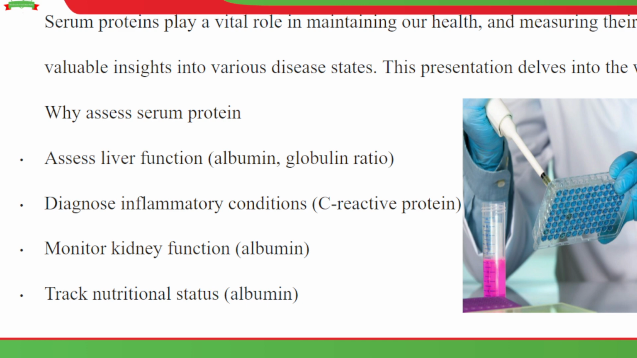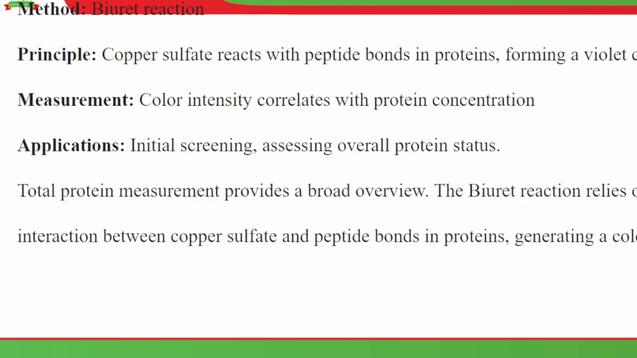And then monitor kidney function with albumin levels. When albumin appears in urine, you get to understand that there are high levels of albumin in urine, and you can make a deduction about that. Then it can also help you track nutritional status. Once your albumin levels are low or when they are too high, you can understand that your nutritional status is quite unwell or it's not really stable or as expected.